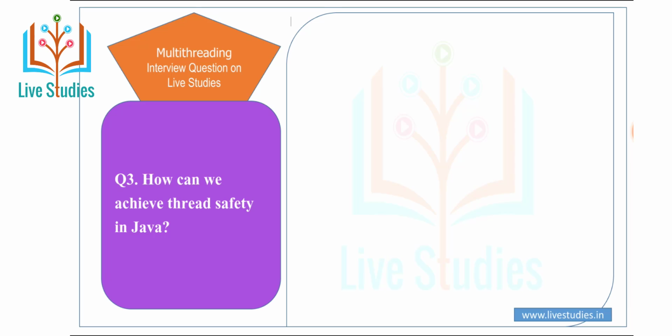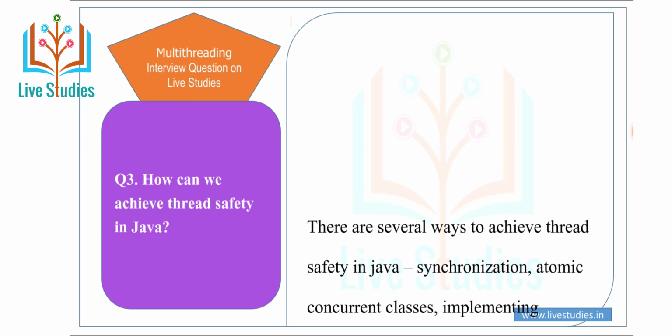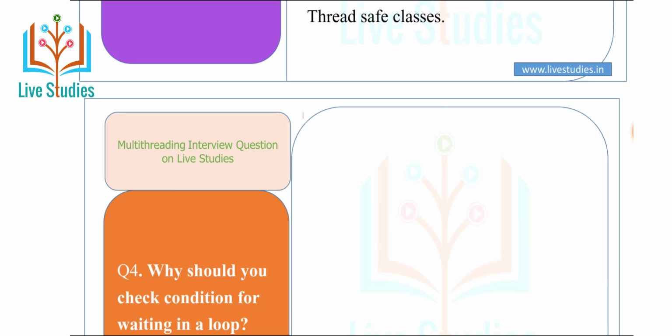Another question is, how can we achieve thread safety in Java? There are several ways to achieve thread safety in Java: synchronization, atomic classes, concurrent class implementation, concurrent lock interface, using the volatile keyword, using immutable classes, and thread safe classes. Okay. Move to another question.